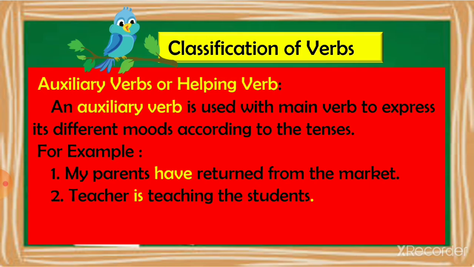The second type of verb is the auxiliary verb or helping verb. An auxiliary verb is used with a main verb to express its different moods according to the tenses. For example, my parents have returned from the market. Teacher is teaching the student. Now here have and is are auxiliary verbs, right? And they help to express different moods according to the tense.